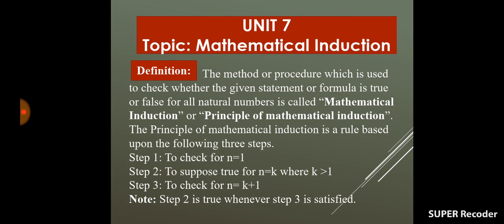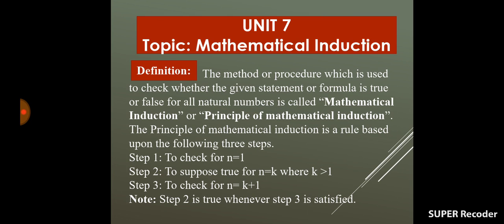The principle of mathematical induction is a rule based upon the following three steps. Step number 1. To check for n is equal to 1. Step number 2. To suppose it is true for n is equal to k, where k is greater than 1. Step number 3. To check for n is equal to k plus 1.